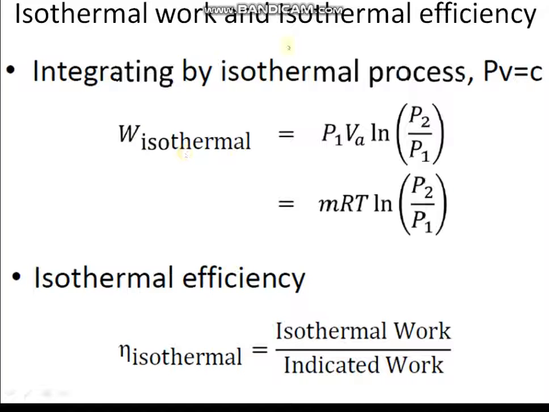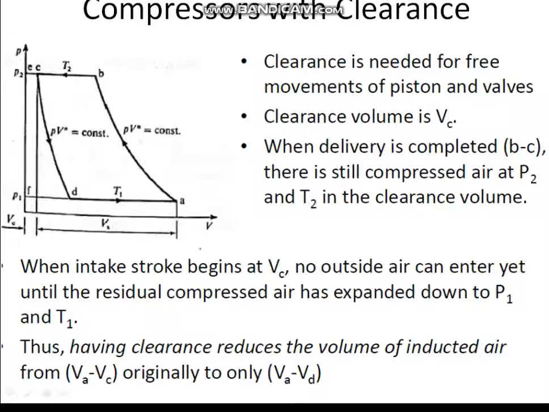Now the isothermal work and isothermal efficiency. Integrating the isothermal process, which is PV equal to constant, the isothermal work can be written as P1 VA log P2 by P1, or in terms of temperature it is written as MRT log P2 by P1. The isothermal efficiency for the single stage compressor is the ratio of isothermal work to the indicated work. Now we will take the compressor with clearance.